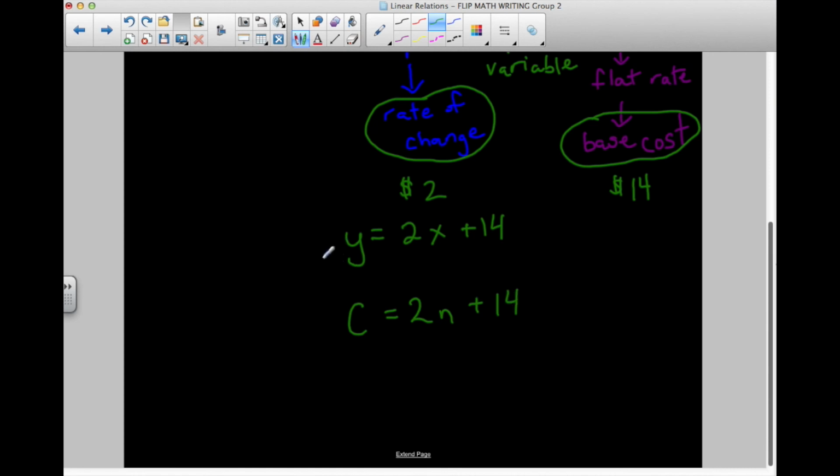It all depends on how you declare your variables. If you declare your cost as being represented by the dependent variable y, then you can do that, and likewise goes for x. If you want to use x to represent the number of toppings, then you can use x. But if you want to use something that is more similar to the word that you are describing, then you can use c for cost and n for the number of toppings. And just like that, we have come up with the same equation to represent the cost of a pizza that depends on the number of toppings ordered.